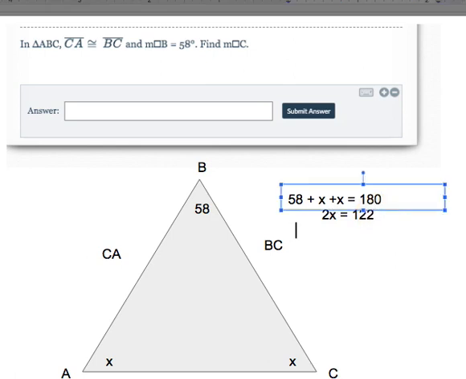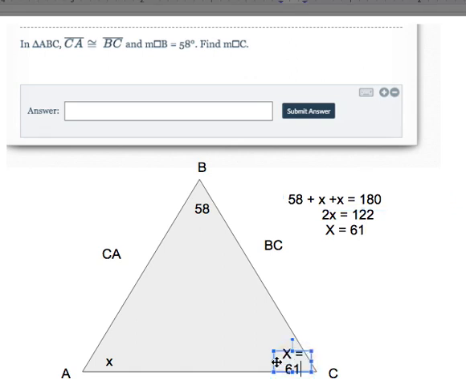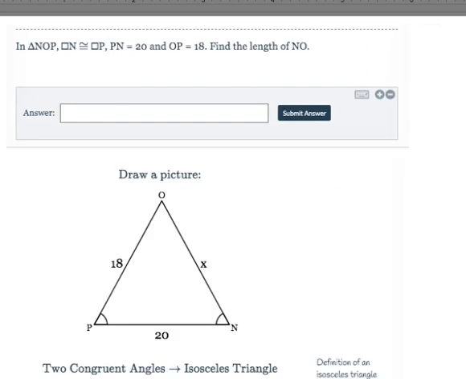The last step is to divide both sides by 2, once again using your calculator to divide 122 by 2, and I get x is equal to 61. So this angle here is equal to 61, and this one is also equal to 61. Even though we don't need it, I'm going to label it so that I have all of my information on the diagram right here. This is how we use the isosceles triangle theorem. We're going to see a couple more problems.